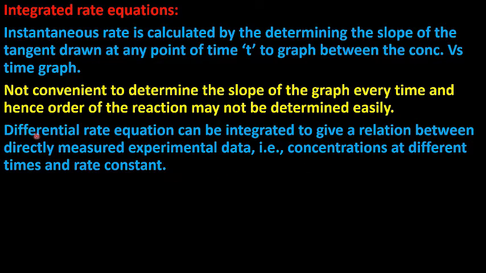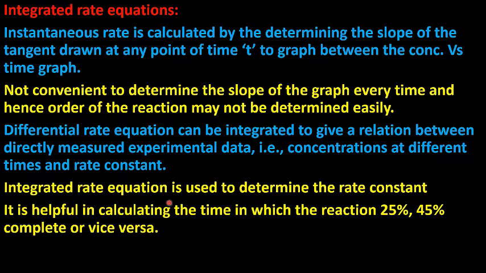In order to avoid this difficulty, the differential rate equation can be integrated to give a relation between directly measured experimental data, that is, concentrations at different times, and the rate constant. Integrated rate equation is used to determine the rate constant. It is also helpful in calculating the time in which the reaction is 25% complete or 45% or any percent complete, or vice versa.